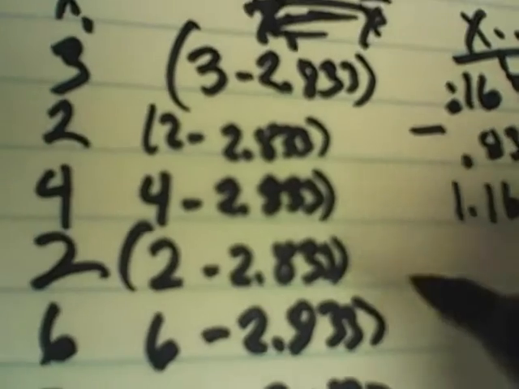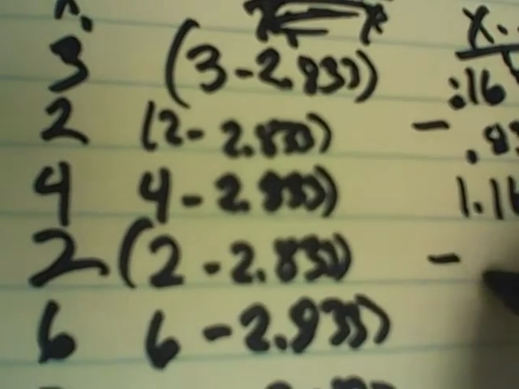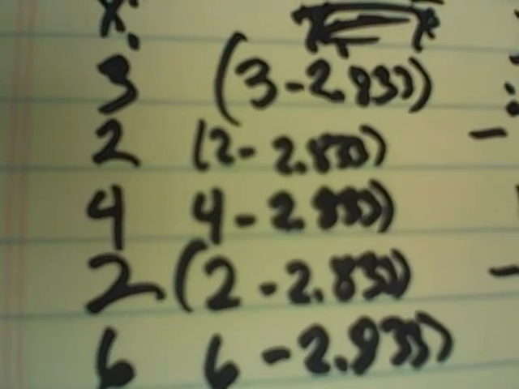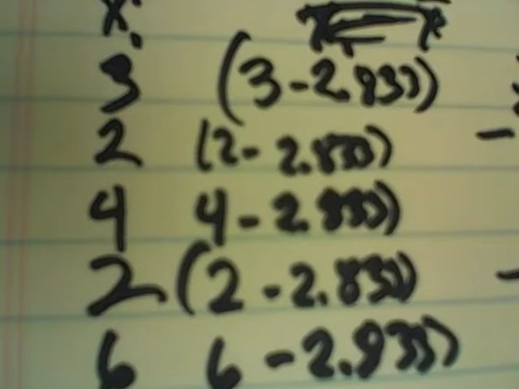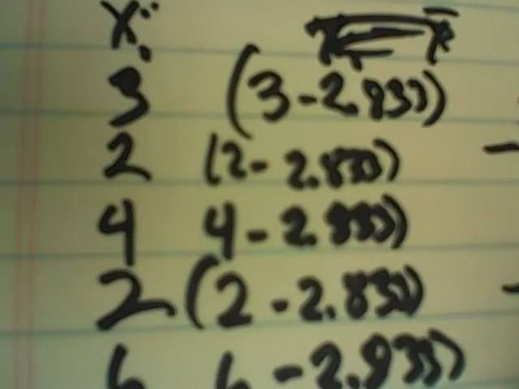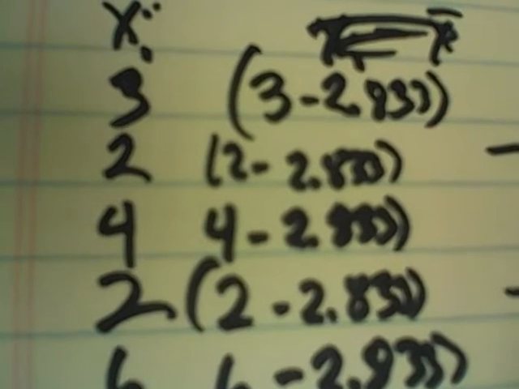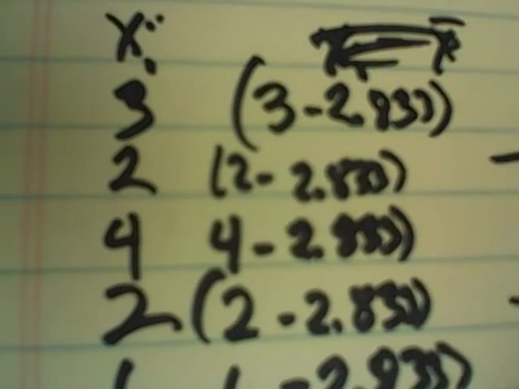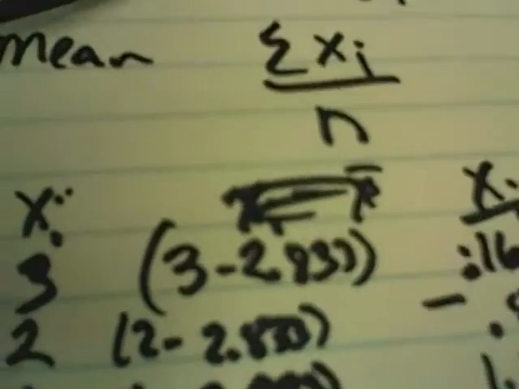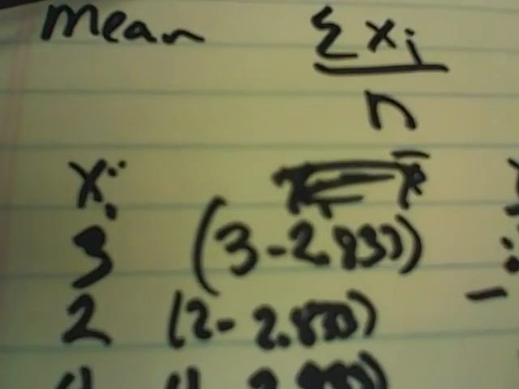2 minus 2.833, we already know that. It's negative 0.833. 6 minus 2.833 comes out to be 3.167. And 0 minus 2.833 is a negative 2.833. Now, we're going to check our work. We're going to add this column and make sure it comes up to 0 or near 0. It might not come up to exactly 0 because of rounding.